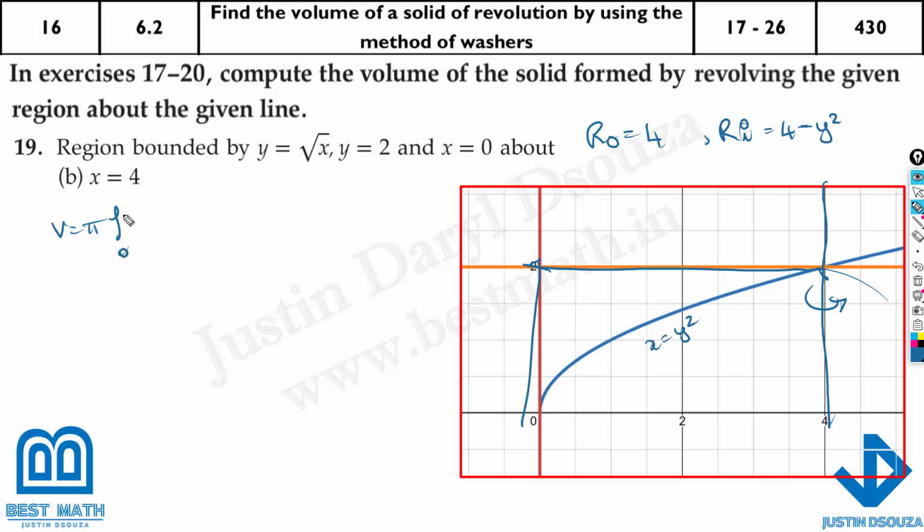What are the limits? It's from 0 to 2 itself, it doesn't change. Outer radius is 4 squared minus inner radius, 4 minus y squared, the whole squared, dy. And then we just put that in the calculator and there we go. That will be the answer.